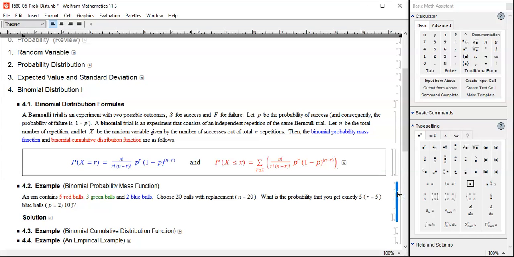Here we go. An urn contains 5 red, 3 green, and 2 blue balls. Choose 20 balls with replacement, so we have independence. So n equals 20 repetitions. What is the probability that you get exactly 5 blue balls? So the number of successes r equals 5, and the probability for success is 2 out of 10. We have 2 blue balls out of total 10. And we have the formula right here. So let's use it.